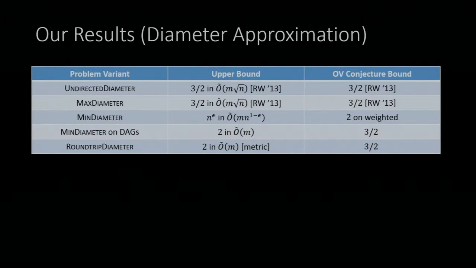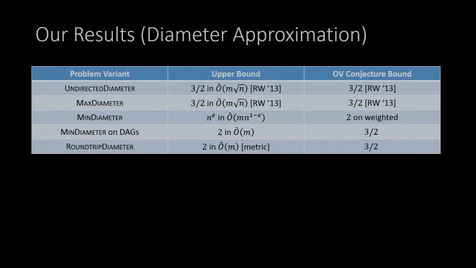So I guess the inspiring paper for this work was the one by Roditty and Vassilevska Williams in 2013, where they use orthogonal vectors to show that 3/2 is the right answer for undirected diameter and max diameter. And this is roughly n to the 1.5 in a sparse graph. So what we do is we extend these results to the weighted setting.